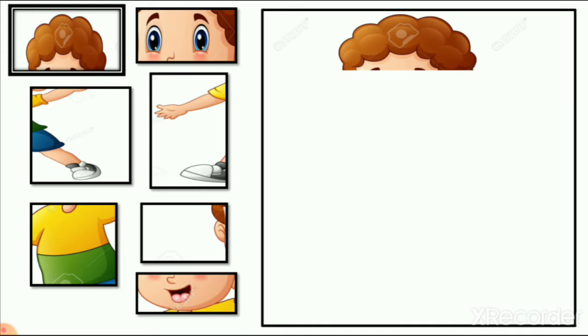Now let's see which is our next body part. It is our eyes, right? So here you can see we have two eyes. As we learn in this lesson, some body parts we have two of: two hands, two legs, two ears, two eyes, right? So we call them right eye and left eye. So here you can see the eyes.